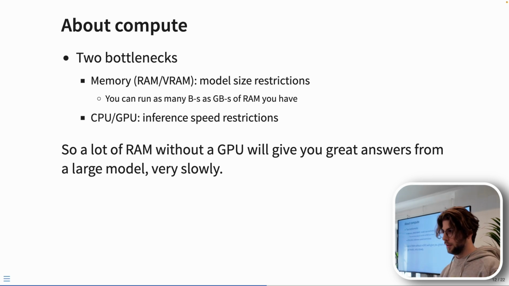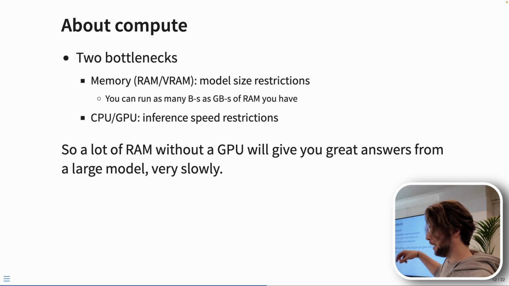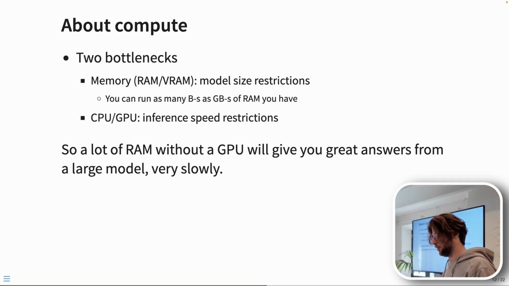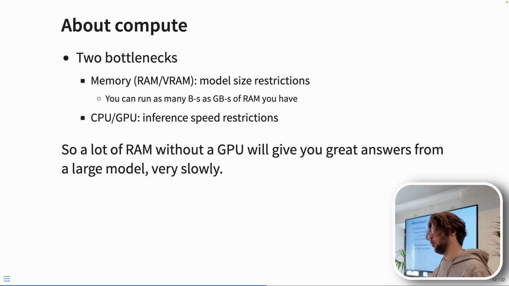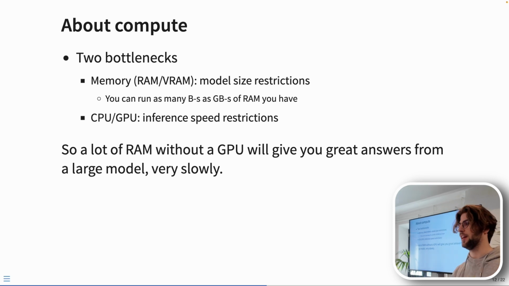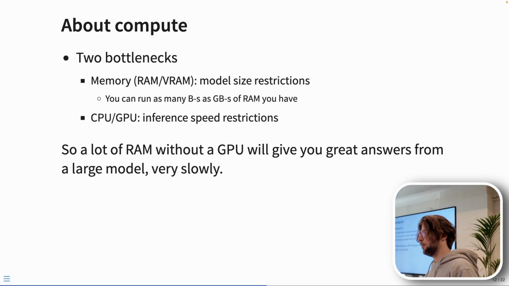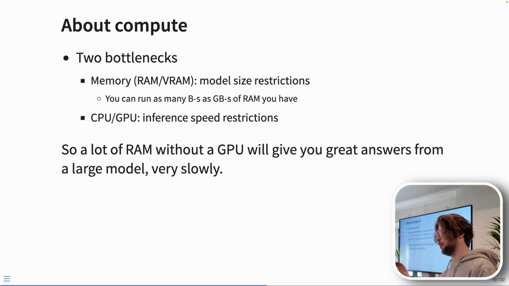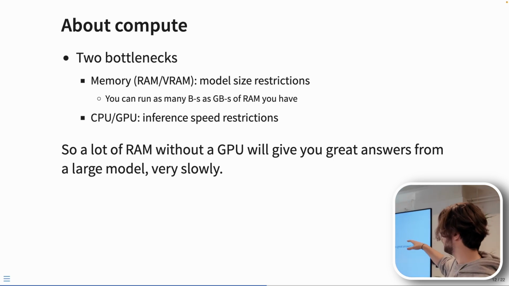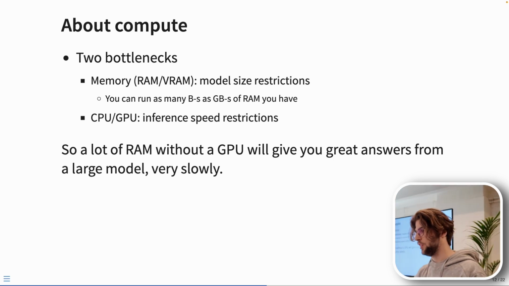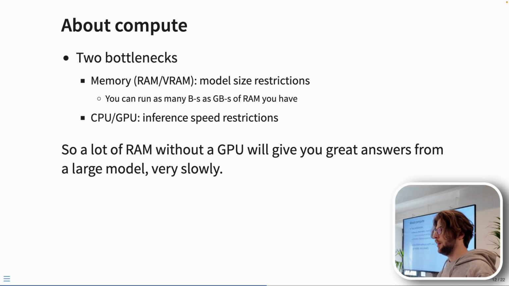My rule of thumb is you can run as many billions of parameters as many gigabytes of RAM you have. Rough ballpark. And when I say rough, it's really rough, because it will depend on the quantization and so on. But in principle, this is a good rule of thumb. So if you have a machine with 16 gigs of RAM, then I am happily running a 14 billion parameter model on it. Great inference speed, the whole thing is nice.